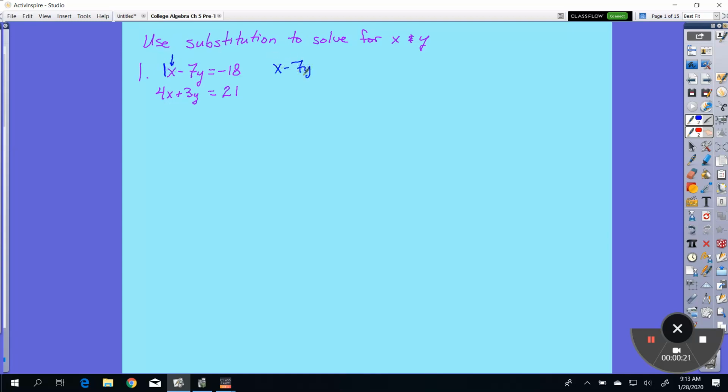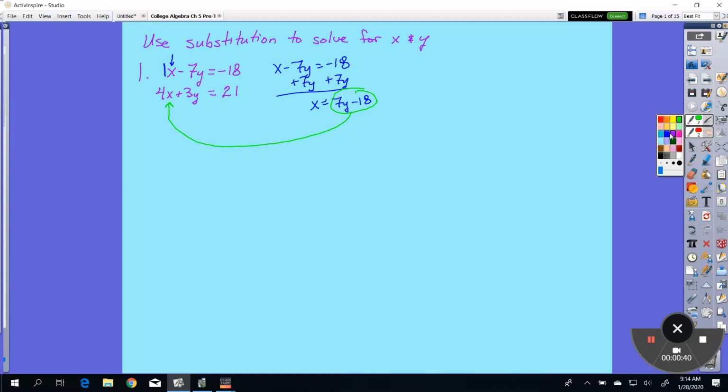So x minus 7y equals negative 18. Add 7y to each side. So x equals 7y minus 18. So now you're going to take that part that you just solved for, so 7y minus 18, and you're going to plug it in for x on the second one.